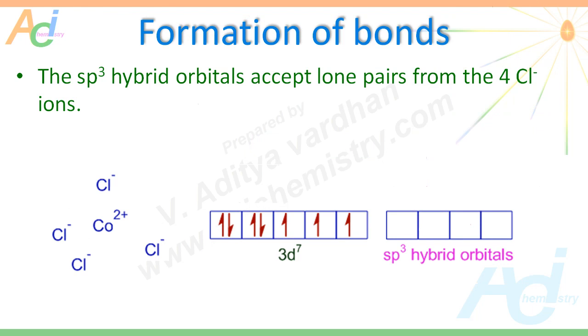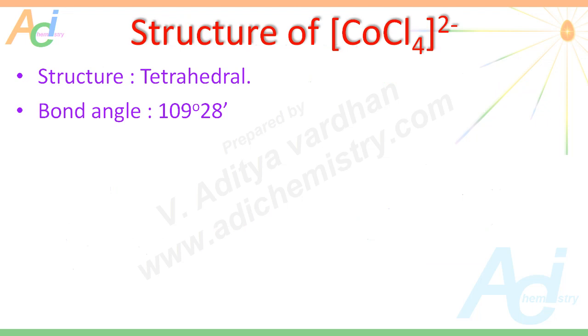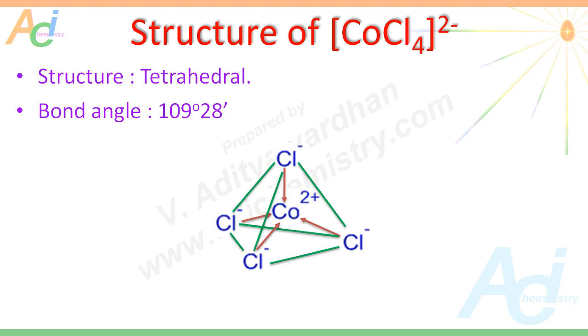The 4 empty sp3 hybrid orbitals accept lone pairs from the 4 Cl- ions, thus forming 4 coordinate covalent bonds. You can clearly see the 4 Cl- ions are forming 4 coordinate covalent bonds with the central Co2+ ion in tetrahedral fashion. Thus, the structure of this complex is tetrahedral and the bond angle is 109 degrees 28 minutes.